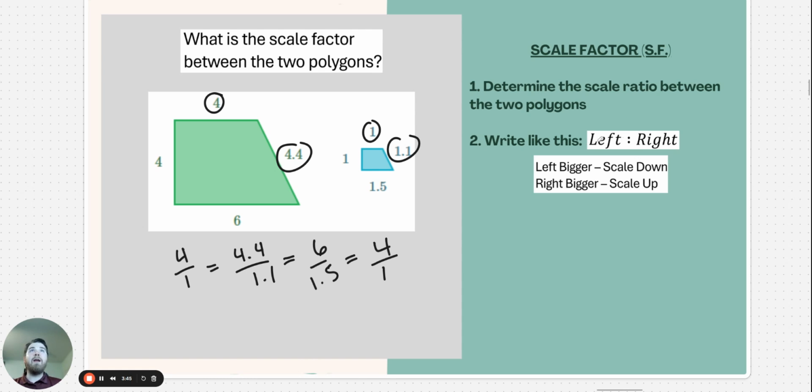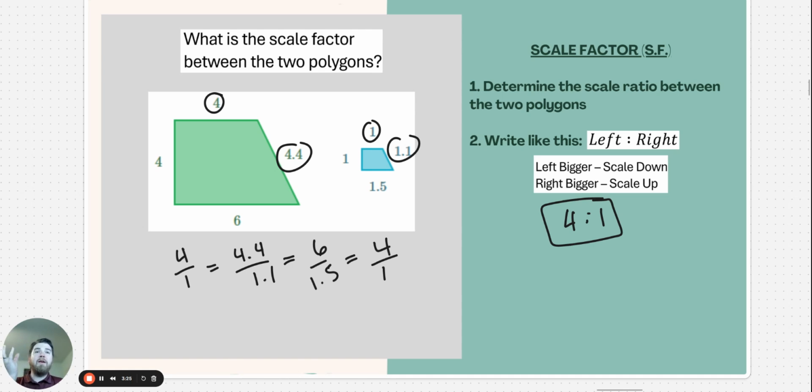The way that we write it out for scale factor is whatever the left shape is, then a colon, and then whatever the right shape is. So 4/1 is the easiest that we have for this. So I would just say that 4:1 is going to end up being my scale factor in this case. So that's what I end up having for that.